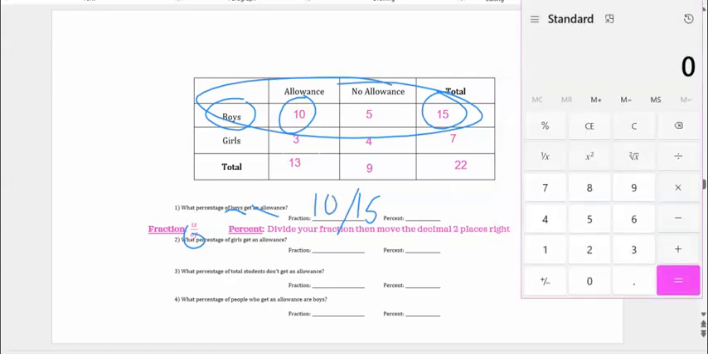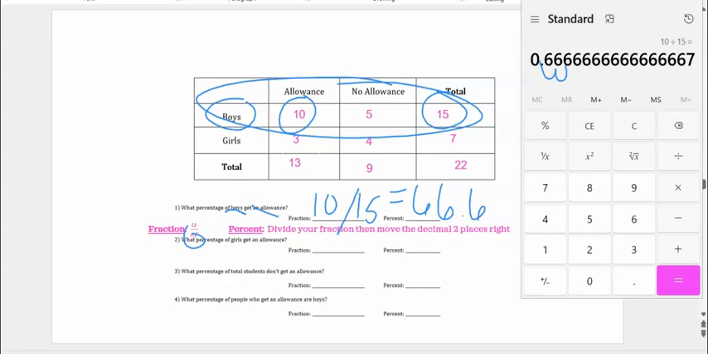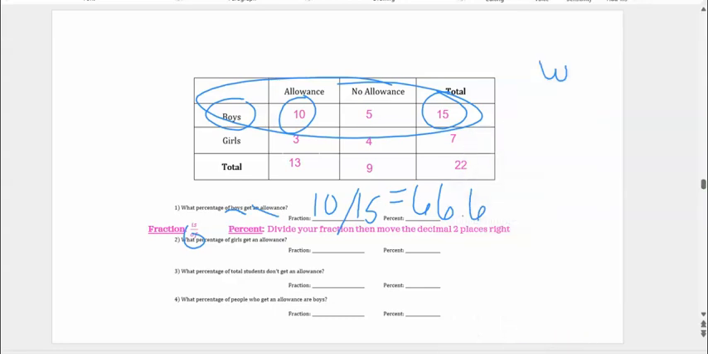Now, once you've got the fraction, you're going to divide that. 10 divided by 15 is 0.6666. All you have to do is move the decimal twice. So I'm not even going to write the decimal to spare my notes, but if I move the decimal twice, that's 66.6-ish percent. So I'm going to go ahead and round that up. Let's just do whole numbers. So that is 67%.